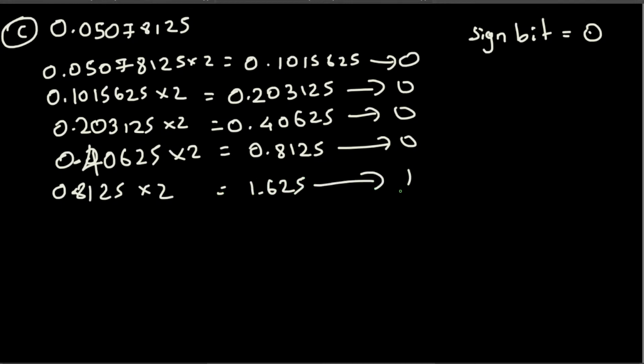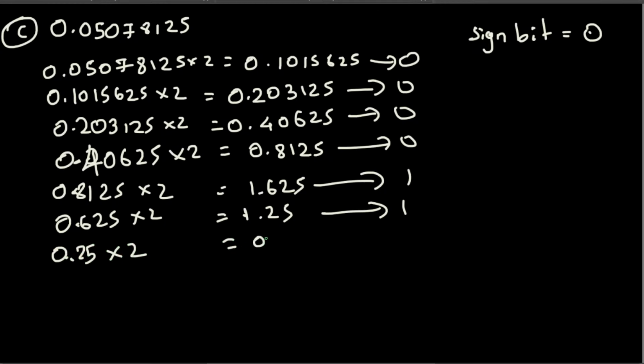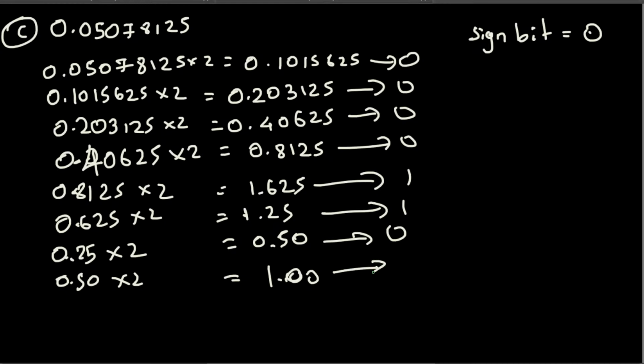1.625, and here we have 1 in front, and 0.625 multiplied by 2, that gives 1.25, 1 in front, and then 0.25 multiplied by 2, that is 0.50, here 0 in front, and then 0.50 multiplied by 2, that gives us 1.00. So once we get the 1.00 situation, we stop right there and we read from top to bottom, and this is 0.0001101, and we know that since we are converting a fraction, there's a decimal point right there.